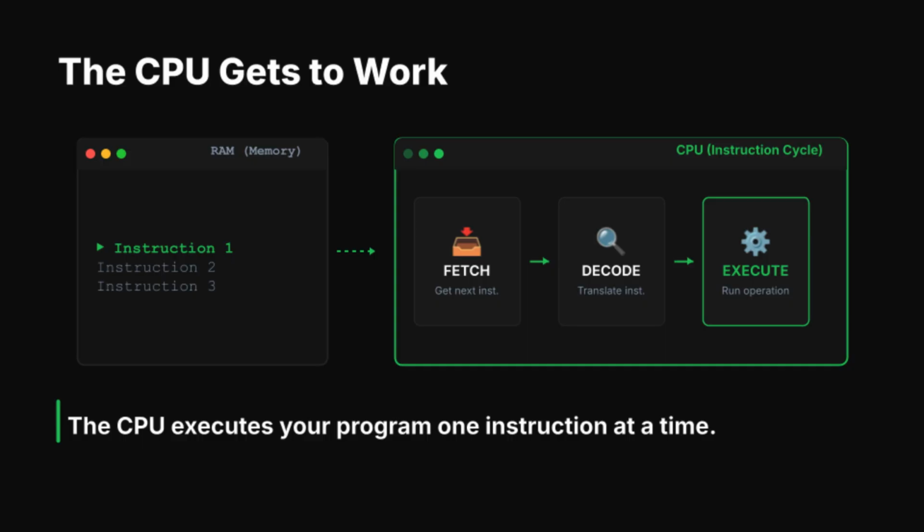And finally, it executes it. Once that is done, it goes back, picks up the next instruction and repeats the exact same process. Again and again, it generally happens billions of times every second. That's how even a tiny program eventually turns into something you can actually see on your screen.